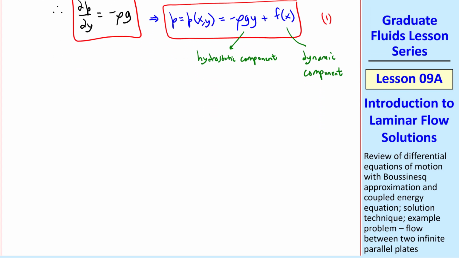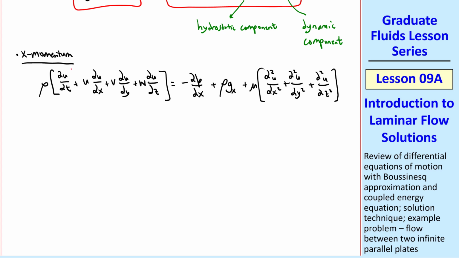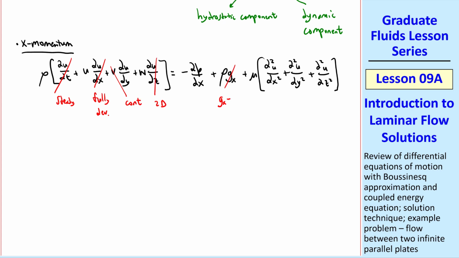Now let's apply the x momentum equation. I'll write out all the terms. And again, we cross off some terms. The flow is steady. It's fully developed. From continuity, V is 0. It's 2D. There's no gravity in the x direction. It's fully developed. And again, 2D.